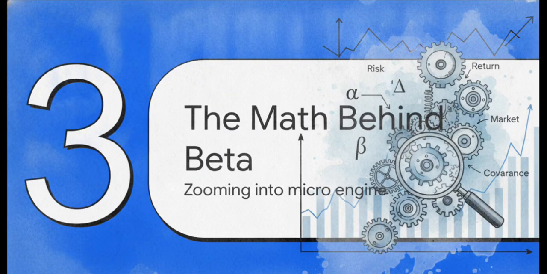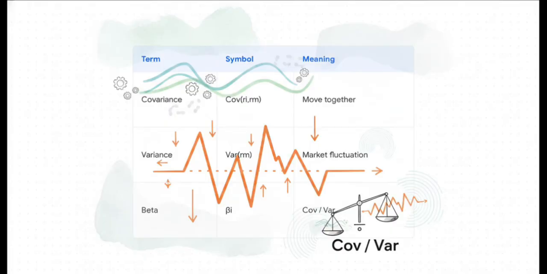Okay, Section 3, the math behind beta. We're zooming right into the micro engine now. So, to actually find beta, we use an ordinary least squares regression. But hey, you don't need a math degree to grasp this, just two core concepts. First, you've got covariance, which is just how the individual asset and the market move together. Second is variance, which measures how much the market itself fluctuates over time. To get beta, you simply divide the covariance by the variance of the market.